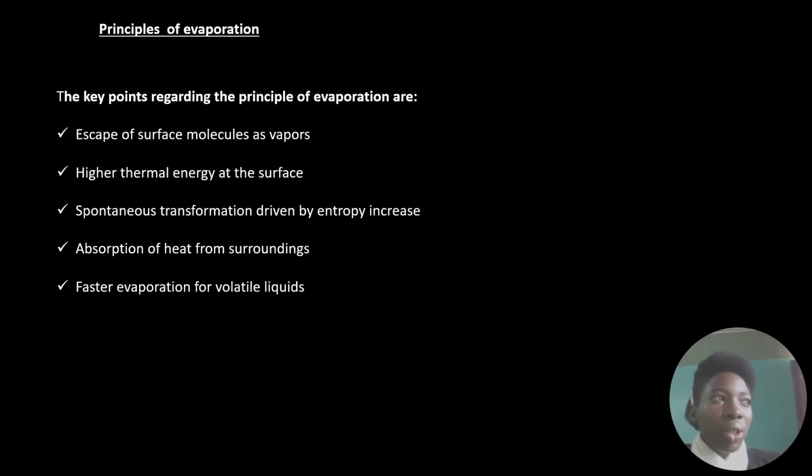So evaporation, as you have seen, has positive and negative effects in general, on crops and animals. We also have the principles which focus on evaporation. Here the key points regarding the principles of evaporation are included. The first one is the escape of surface molecules as vapors. The second is higher thermal energy at the surface. And the third is spontaneous transformation driven by entropy increase, the absorption of heat from the surroundings, and faster evaporation for volatile liquids.